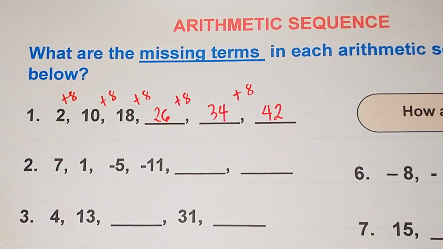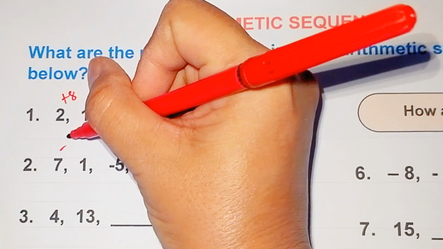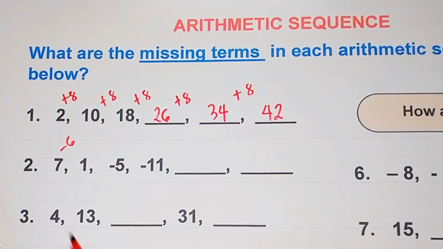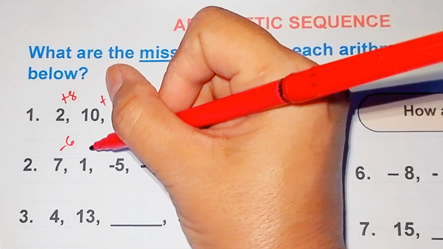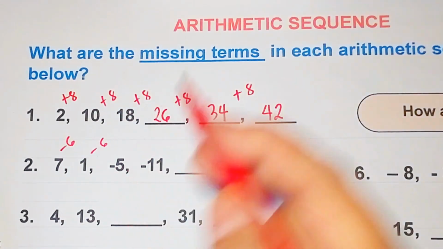For the next one, we have 7 followed by 1. That means to say that the common difference is negative 6. That is, this is subtraction by 6. 7 minus 6 is 1. 1 minus 6 is negative 5.